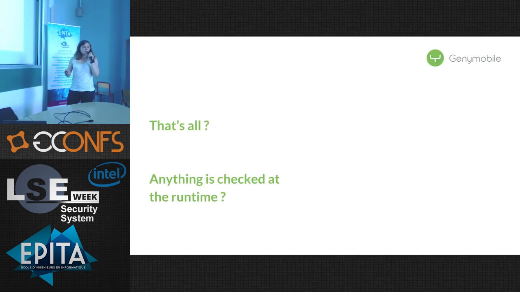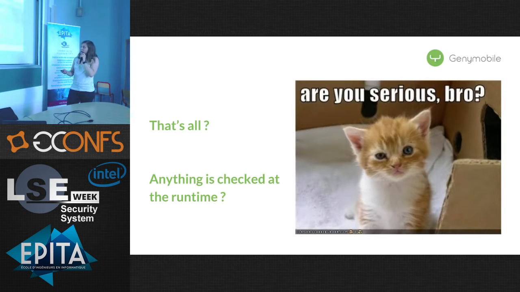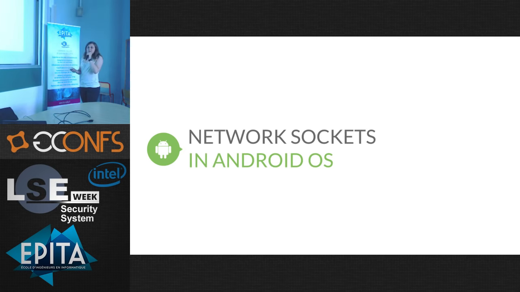But really, that's all. I mean, in my application, I'm going to create a socket, and connect on it to a server outside, and nothing is done at runtime. Seriously? It's quite dangerous. So I said, there's something happening at runtime, I'm pretty sure of it, so let's dig into Android to find out. So let's talk about the network socket in Android.